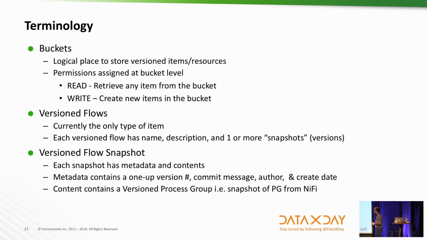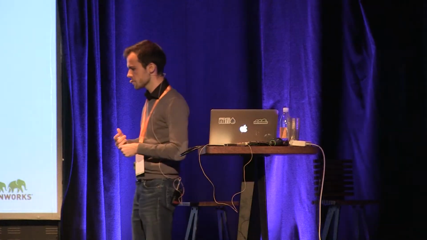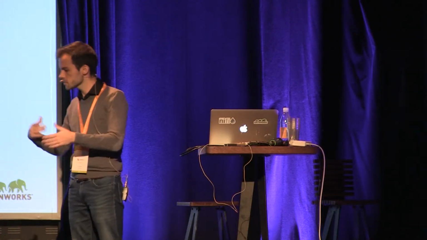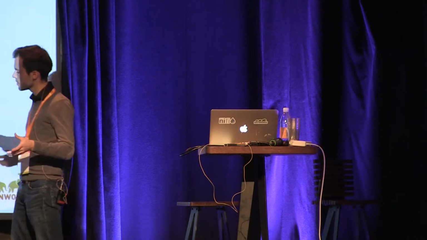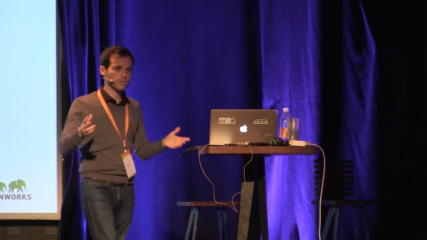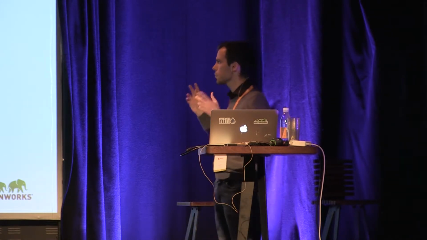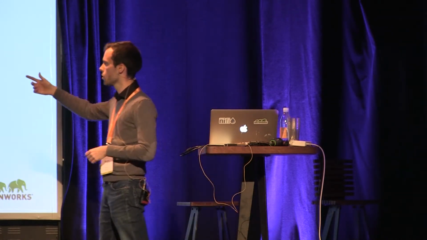Some words around the NiFi registry. In the NiFi registry, we have the notion of buckets. I don't know, let's say a bucket is kind of a GitHub repository, so you can have multiple repositories. In the bucket, it's a logical place where you will store your shared resources. And as I said, right now, the only type of shared resources we have is the workflows.